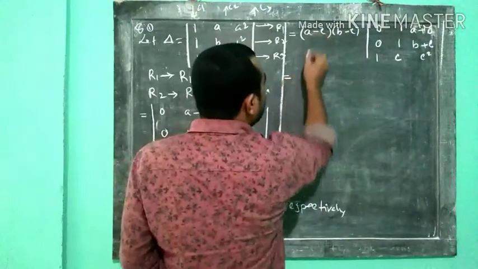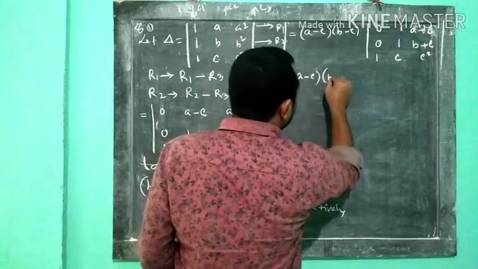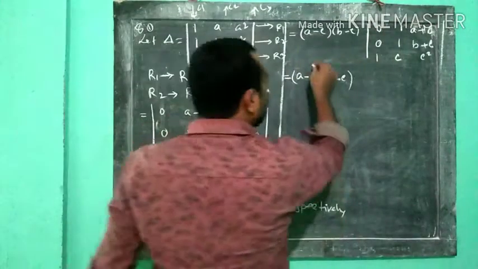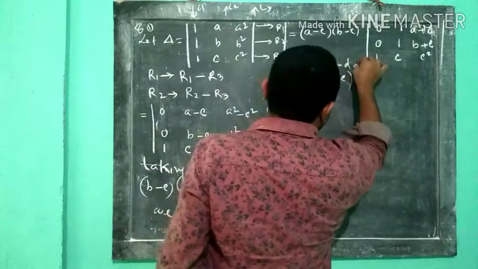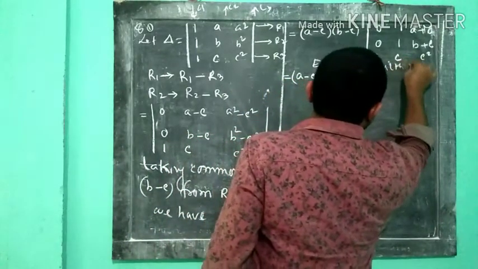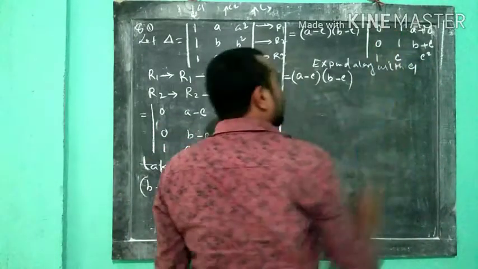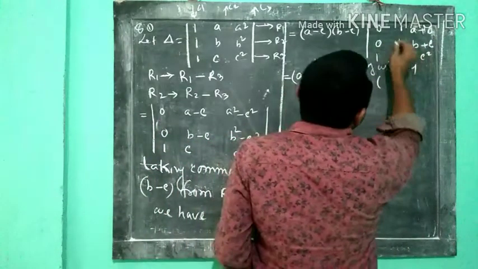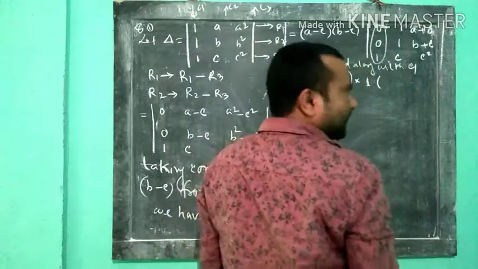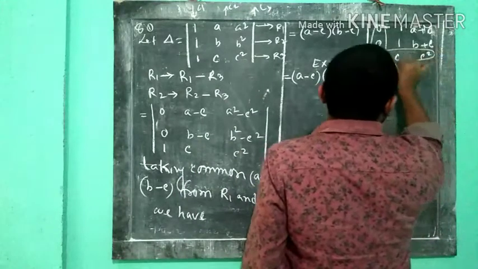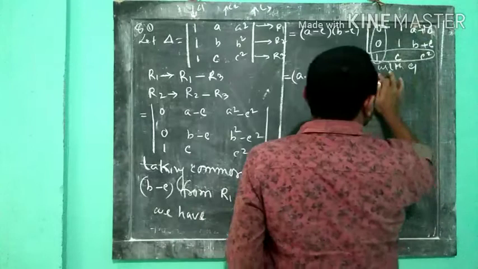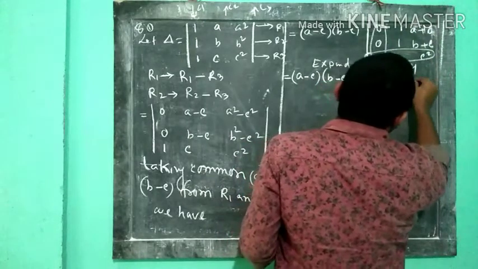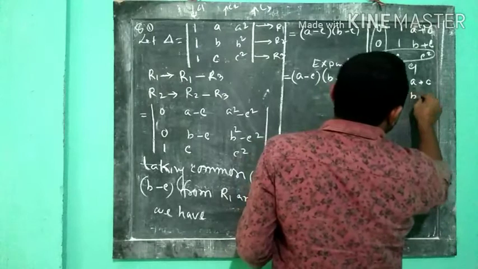Now this is equal to A minus C whole into B minus C. Now expanding along what? Expanding along the first column, C1. The first two elements are 0, so these two terms vanish. So it is 1 whole into, cancelling this row and this column, the remaining elements are this. This is the 3, 1 position, so the sign is positive. So 1, a plus c, and 1, b plus c.